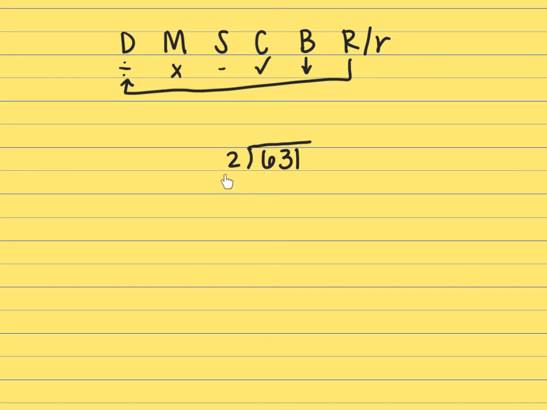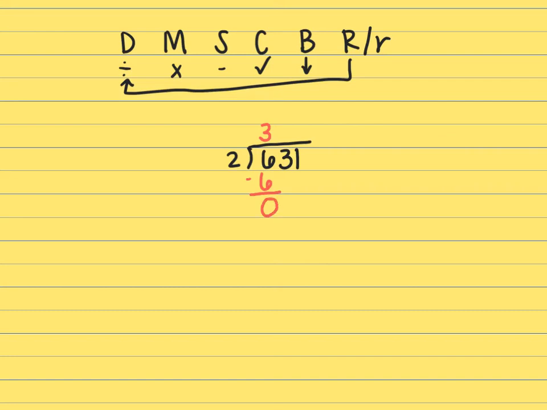So 6 divided by 2 is 3. So I put the 3 on top. That is step 1. Step 2 is we need to multiply. I take the number on the top and multiply it by the number on the side. And I know that 3 times 2 is 6. Step 3 is subtract. I take 6 minus 6. 6 minus 6 is 0.